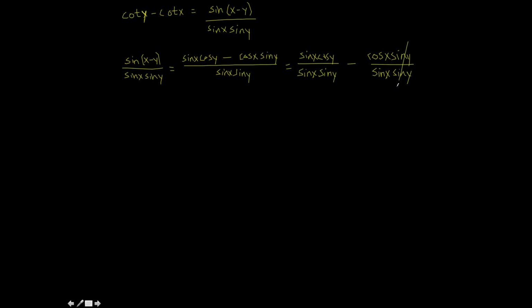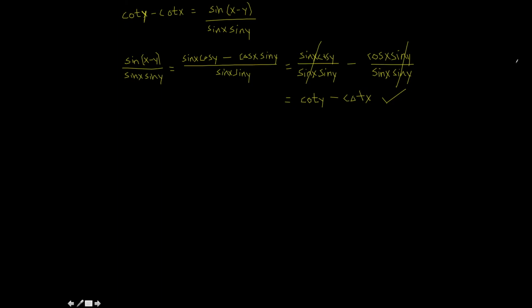So the sine y is canceled, the sine x is canceled. So notice what I have here. I have cosine y over sine y, which is cotangent y. I have cosine x over sine x, cotangent x. We have verified our identity. Okay? So be able to do that, be able to use those functions to do the identities.